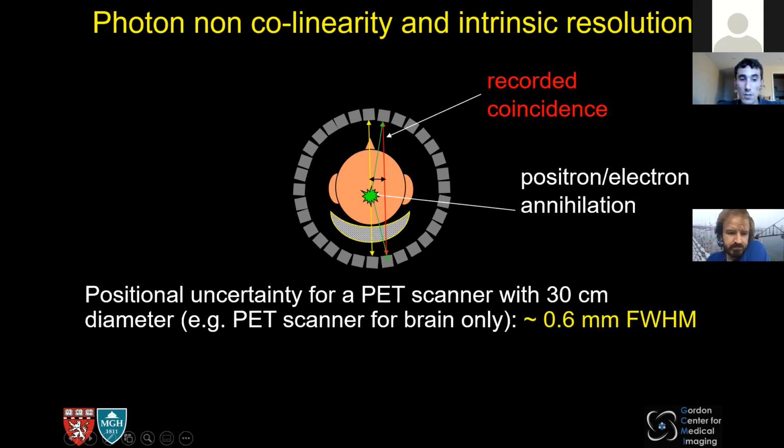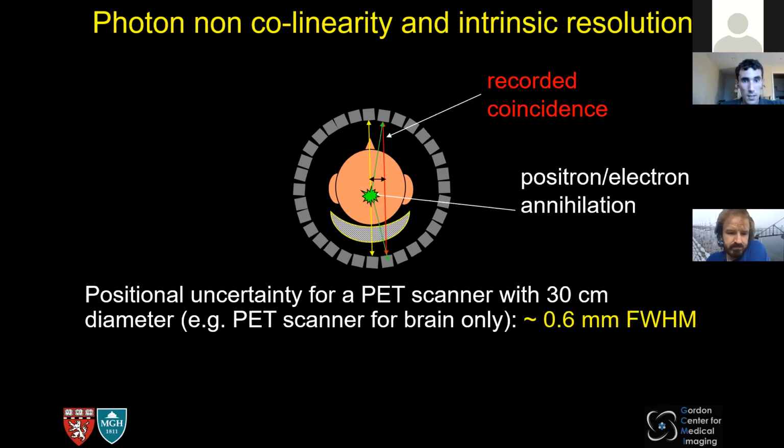Okay, that wasn't the case for SPECT, by the way. For SPECT, you don't have those physical effects at play. So here, if you have very good collimators, very good detectors, you can have a very high resolution. For PET, you're always going to have fundamental limits that are due to those two effects, due to the physics.